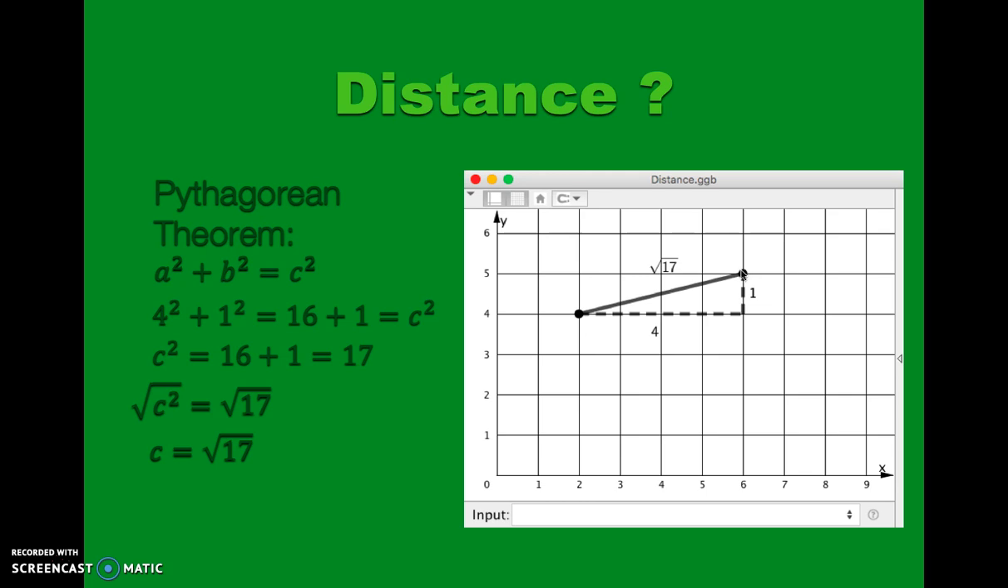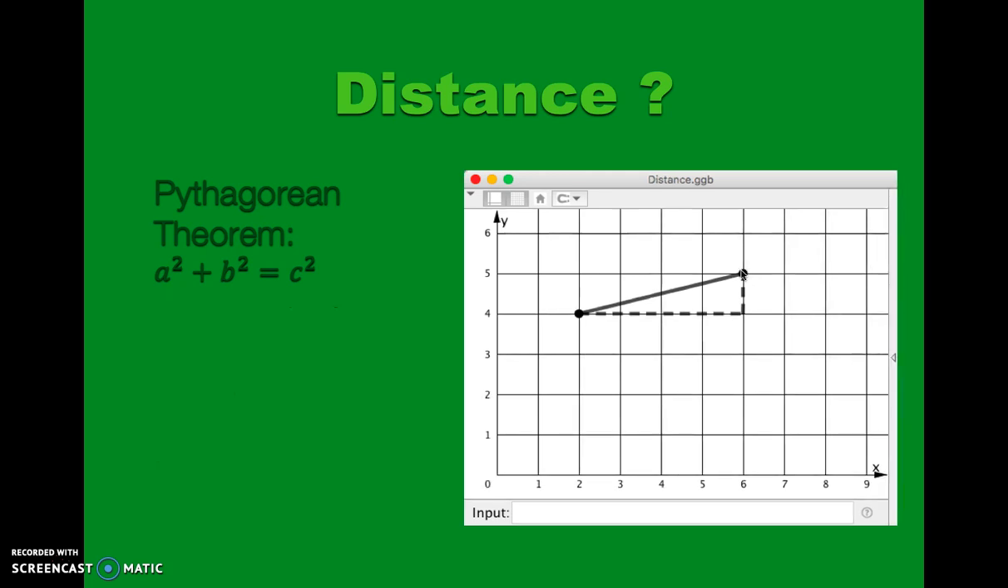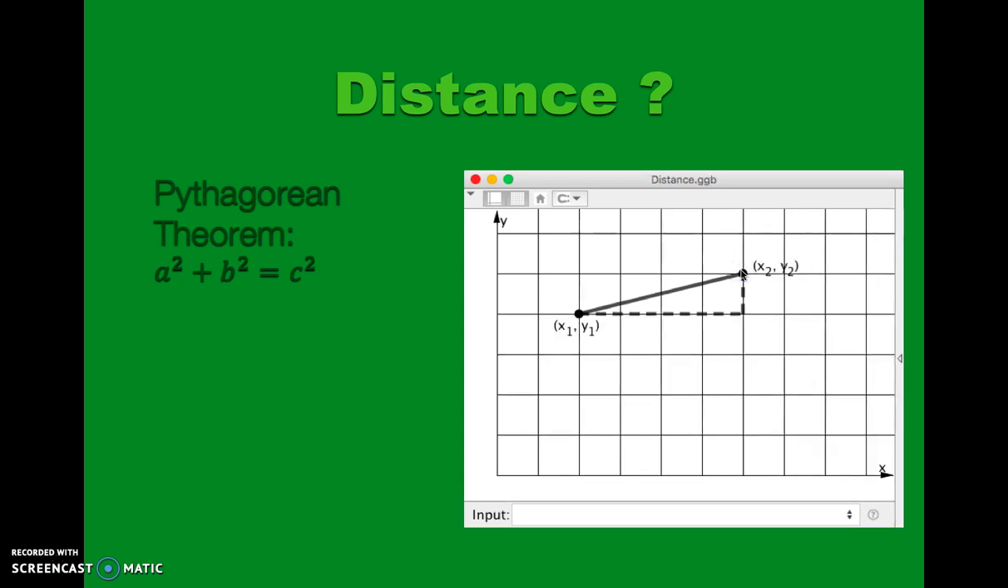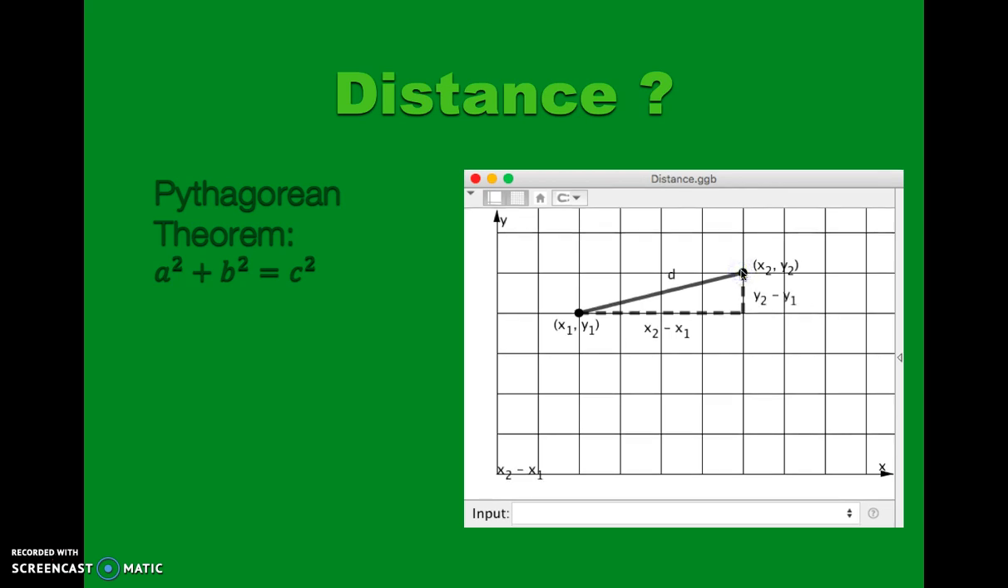Now we're going to look at the general case, where these 2 points would now be x1, y1 and x2, y2. A is x2 minus x1, b is y2 minus y1, and c is d. We're going to substitute this information into the Pythagorean theorem, a squared plus b squared equals c squared, which we now have (x2 minus x1) squared plus (y2 minus y1) squared equals d squared. We're now going to rearrange it to have d squared equals (x2 minus x1) squared plus (y2 minus y1) squared.